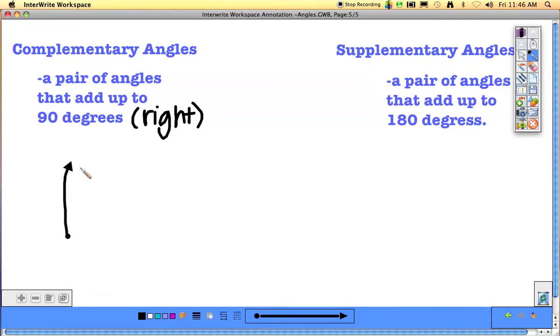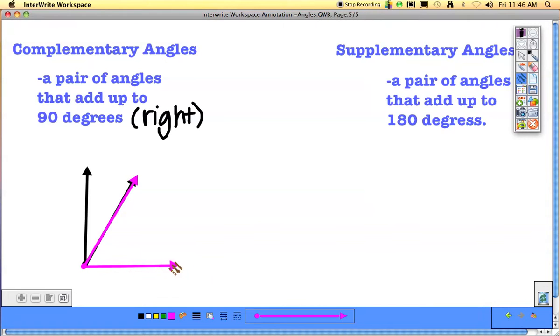So when we're talking about complementary angles, we're talking about angles that when you put them together, so let's say I have this angle here, and I have an angle that's sharing this side over here. Together, they make a 90-degree angle. So we have this angle plus this angle together, they equal 90 degrees.